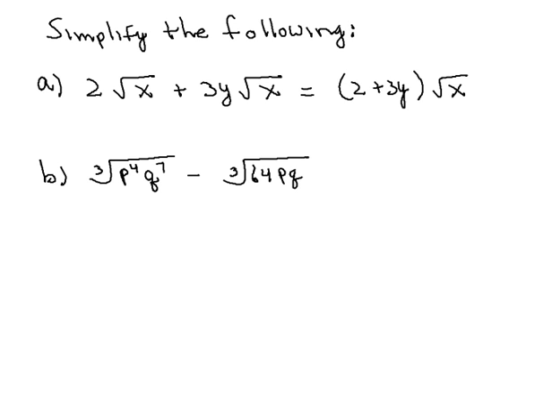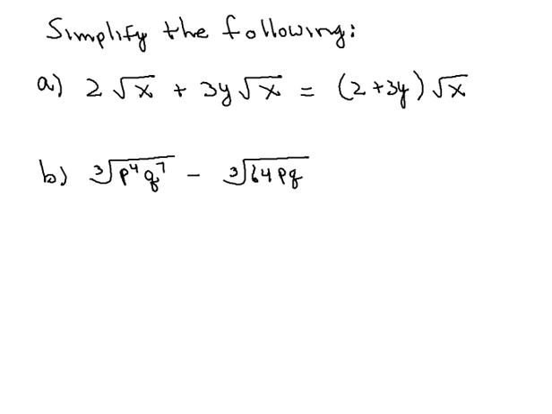Now for our next example, we have the cube root of p to the 4th q to the 7th minus the cube root of 64pq. And at first, these don't appear to be like radical terms, but as we saw in a previous example, we need to simplify each radical expression first before we make that determination.